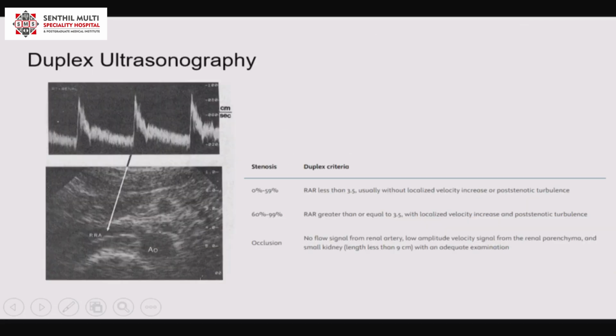So in imaging, we proceed from a simpler duplex ultrasonography. In duplex ultrasonography, it is operator dependent. As our chair, Dr. Prabhakaran sir is here.